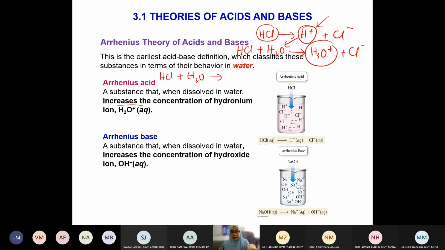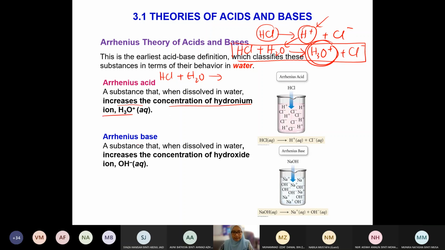So H plus will react with H2O. It has a higher tendency to react with H2O and produce H3O plus. That's why when you write an equation, you know that HCl is dissolved in water. So this is how you should be writing it. It shows the real reaction, what actually happened in the aqueous solution. So it increases the concentration of hydronium ion.